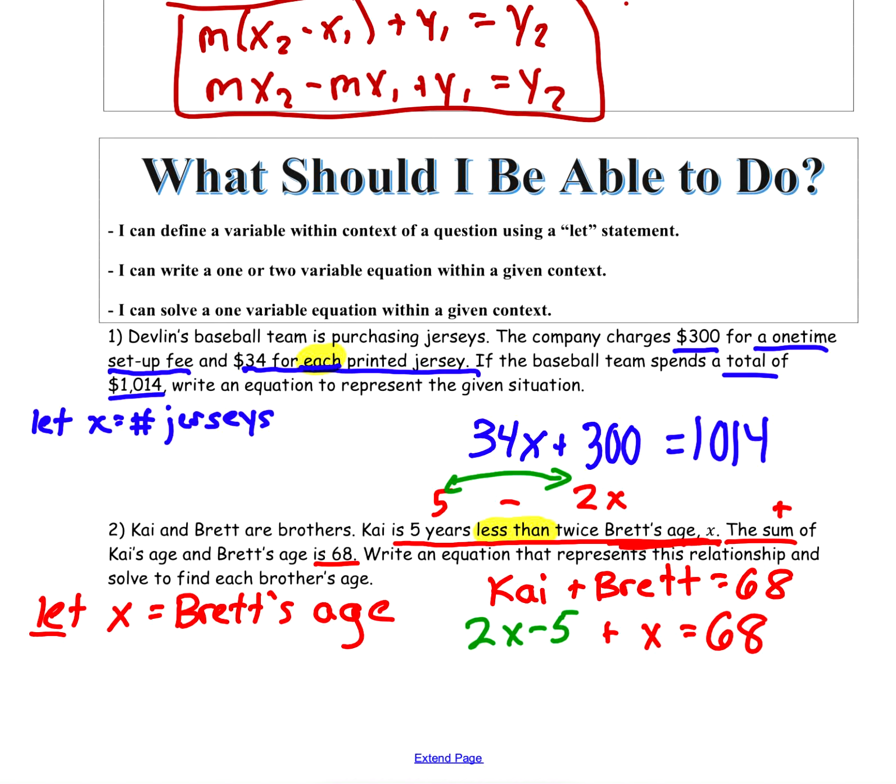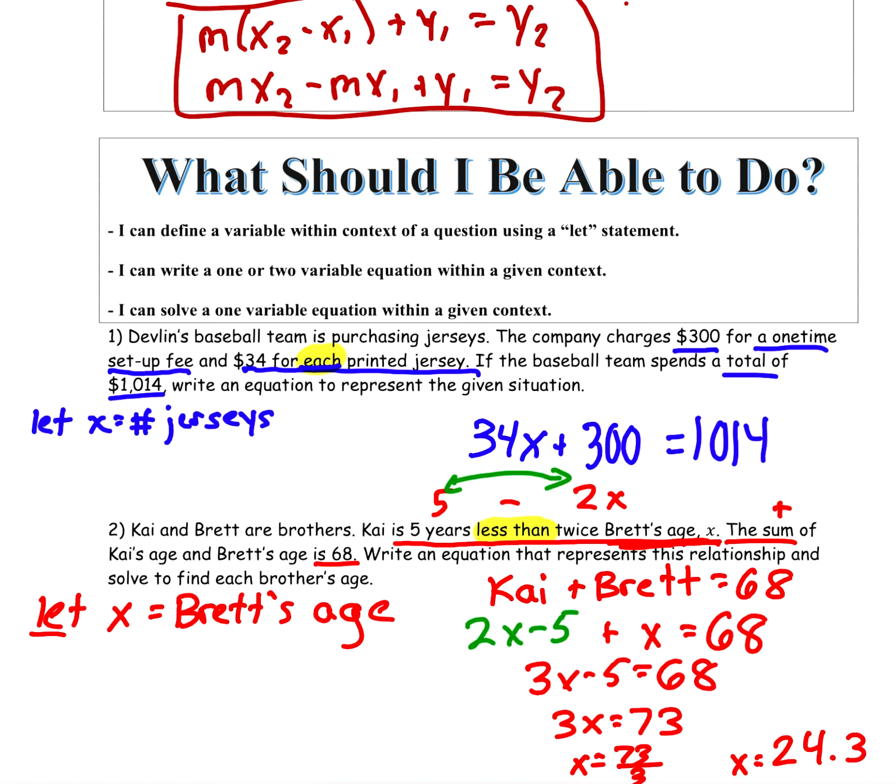So we have our equation here. Now we're just going to solve it to find each brother's age. So this would be add like terms, 3x minus 5 equals 68. Add 5 on both sides. You should get 3x equals 73. And I'm going to divide by 3 on both sides. And you should get x is equal to 73 over 3 years. I'm just going to write that as a decimal because I think it's easier to write. So x is equal to 24.3 repeating. So that's Brett's age.